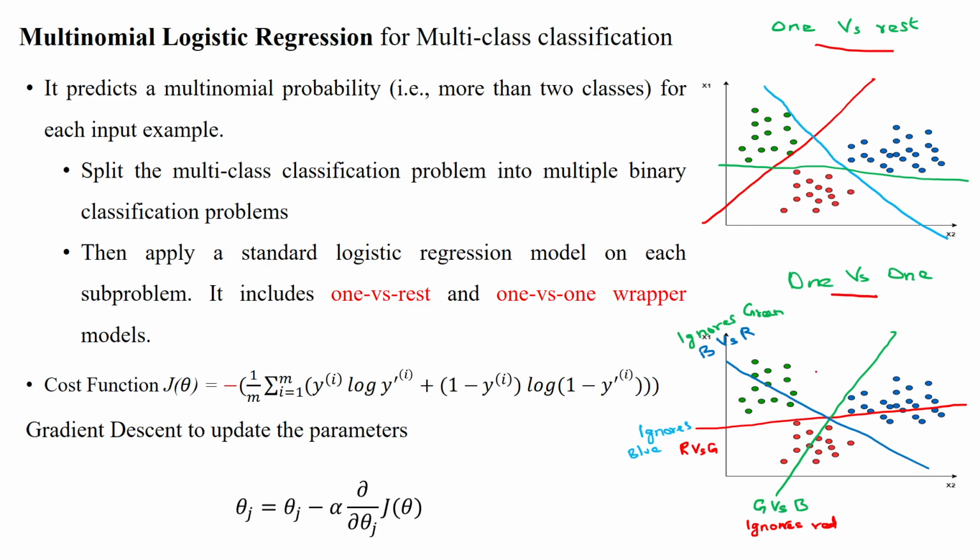In one versus rest and one versus one, we avoid the other classes by splitting the problem into multiple binary classification problems. Then we apply the standard logistic regression model to each binary classification problem. So here we get sub-problem decision boundaries to classify the multi-class data.